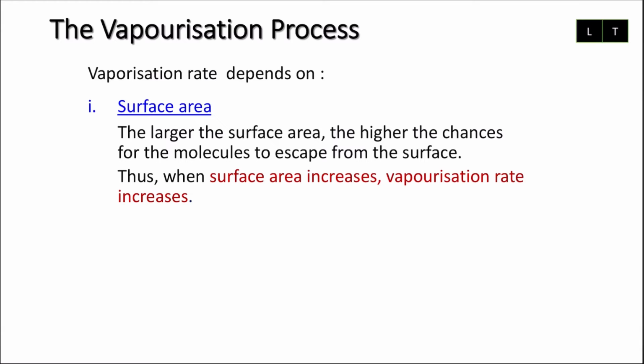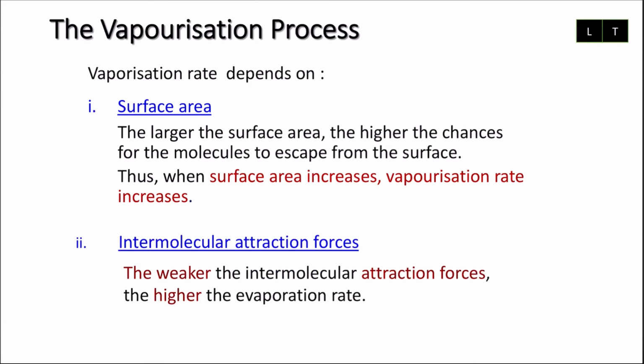Next factor, intermolecular attraction forces. Intermolecular attraction forces ini adalah forces yang memegang liquid molecules, yang bind the liquid molecules so that dia tak boleh loosen itself. Tapi sekiranya kita ada weaker intermolecular forces, liquid molecules tu has strong ataupun enough energy to overcome the IMF, maknanya dia boleh evaporate. So my conclusion, the weaker the intermolecular attraction forces, the higher the evaporation rate.